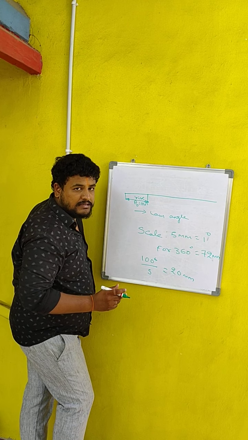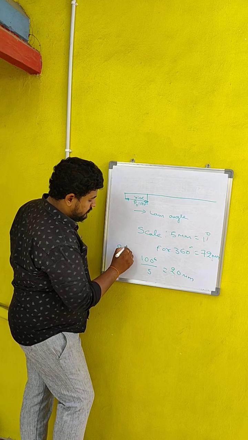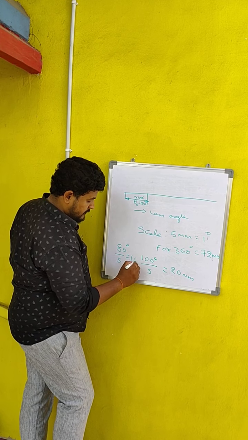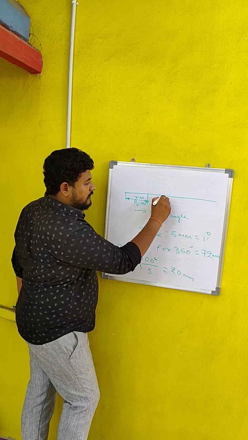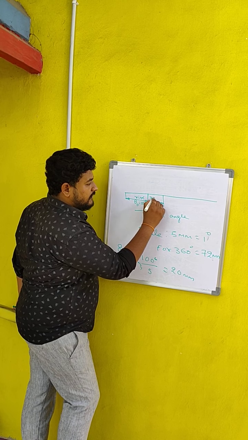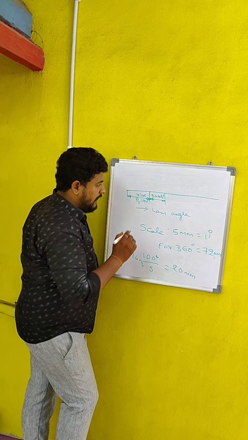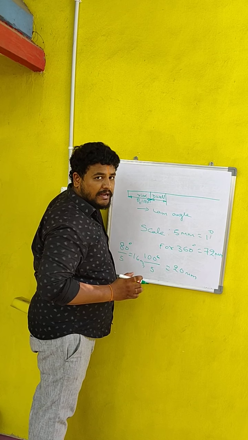Next, dwell is given as 80 degrees. That means 80 by 5 is 16 mm. Here you have to mark 16 mm, which period is known as dwell, which represents 80 degrees.